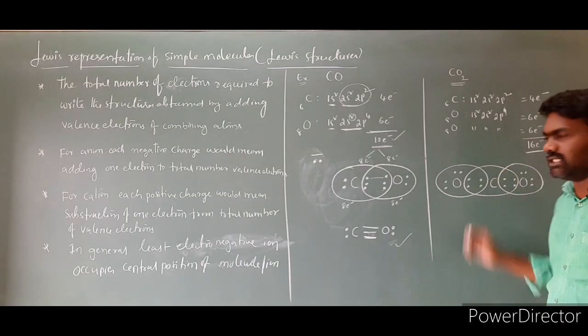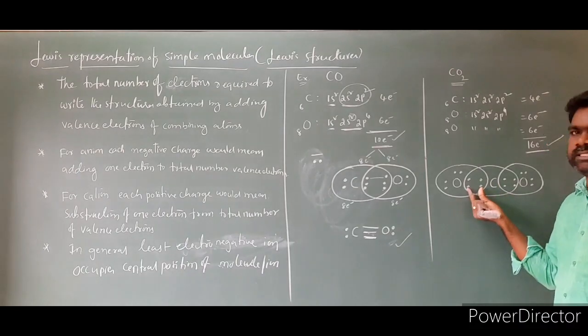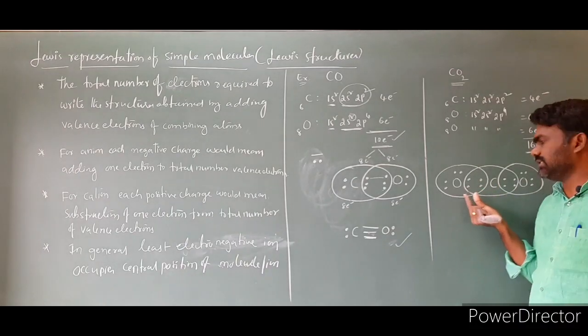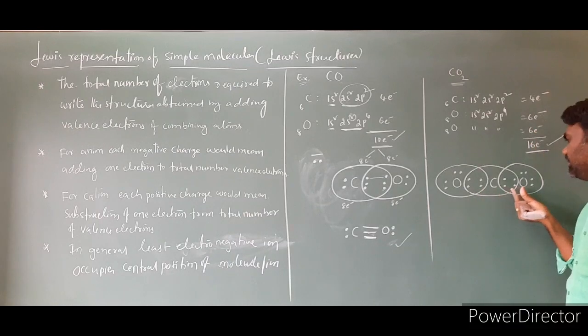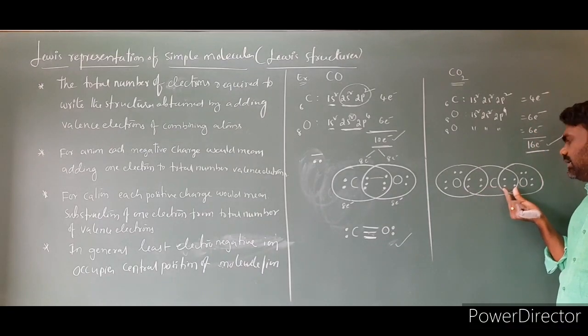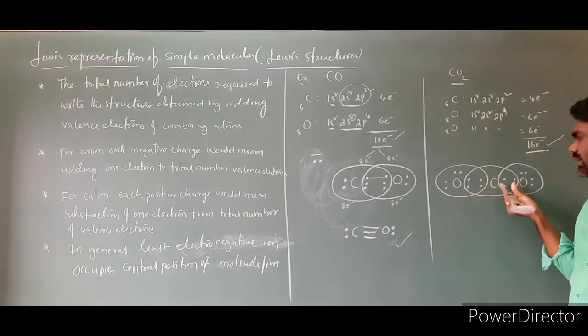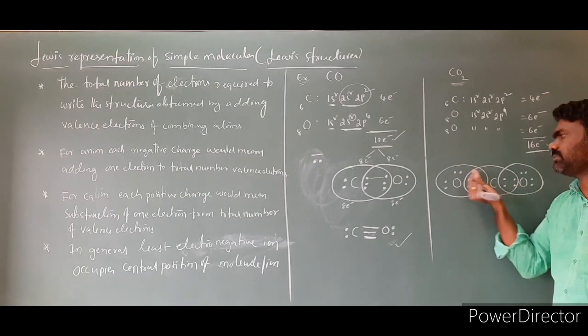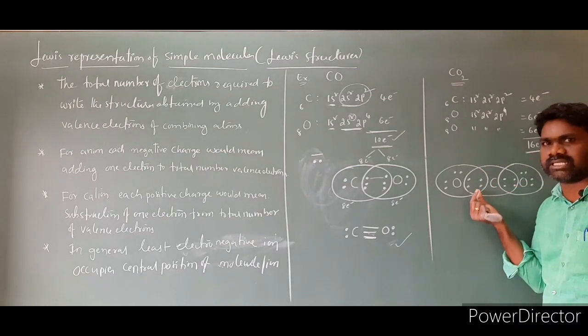Look at this molecule, look at this structure. These shared electrons: these electrons belong to this oxygen, and these electrons belong to carbon. Clear? These electrons belong to carbon, these 4 electrons belong to oxygen, because these electrons are shared. The electrons present in this region, we have to call sharing electrons.